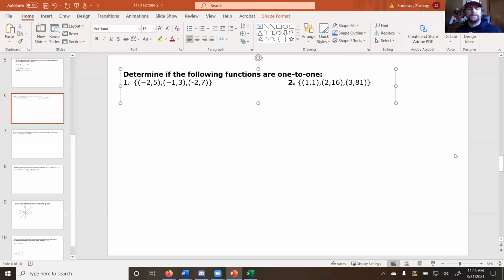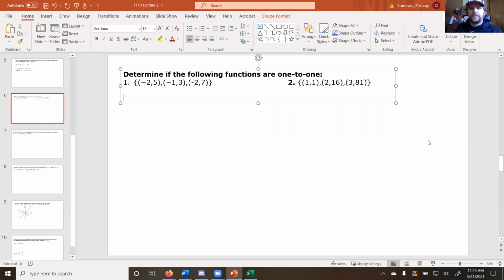Yes, exactly. Each input is mapped to exactly one output. So if I had one getting mapped to 2 and one getting mapped to 4, that's bad news. And so 1-to-1 is almost the exact same definition, but in reverse. The 1-to-1 definition is that every single output should get mapped to a single input.